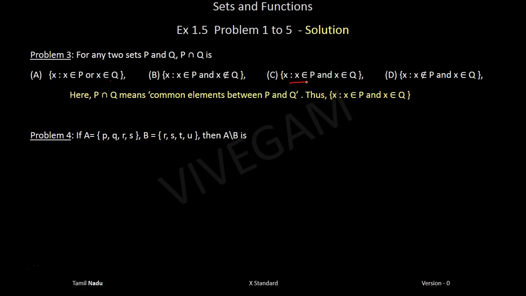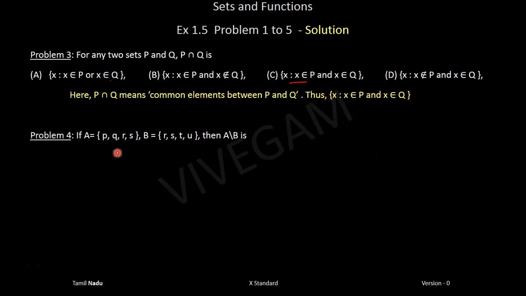Right? Okay. Now let's go to problem 4. If set A equals {P, Q, R, S} and set B equals {R, S, T, U}, then what is A difference B? A difference B is something like A minus B. So basically the elements of B must be removed from A. That's all it is. So if you look at it, what are the elements of B? R and S are here. So those need to be removed. So what is left out? P and Q are left out.